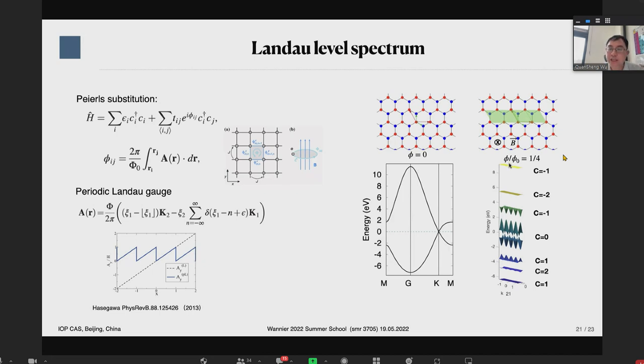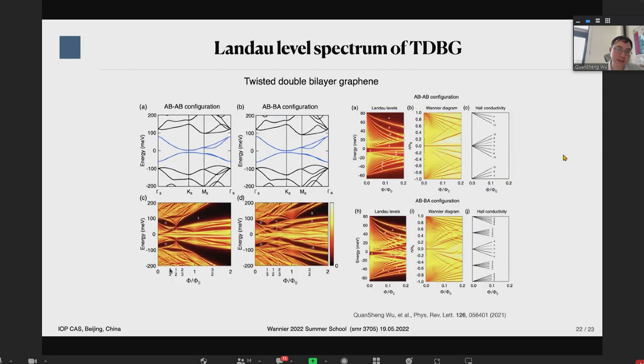By changing this phi, you can change the magnetic field, so the flux will change, and then you can obtain the Hofstadter butterfly. This is called the Hofstadter butterfly. Here is the Hofstadter butterfly for the twisted double bilayer graphene. For twisted double bilayer graphene, you can also have flat bands close to the Fermi level, for example this one, and this flat band is well separated from the remote bands. So you can just study these bands.